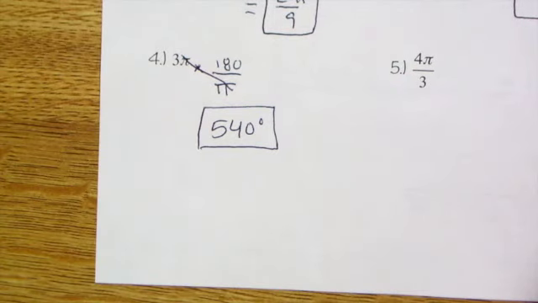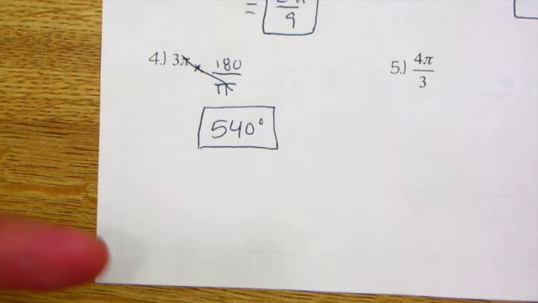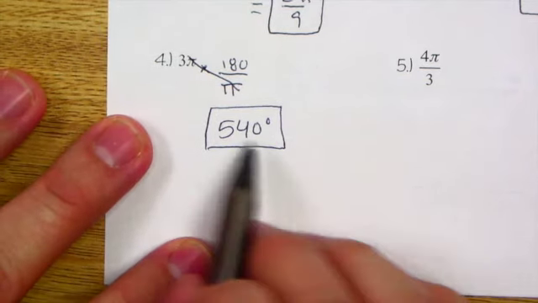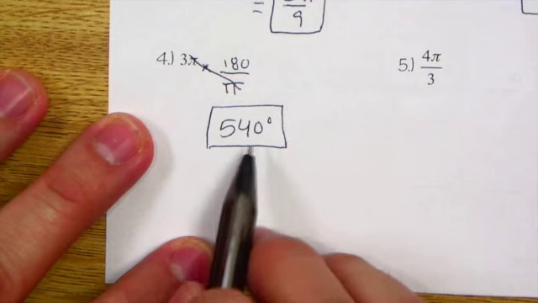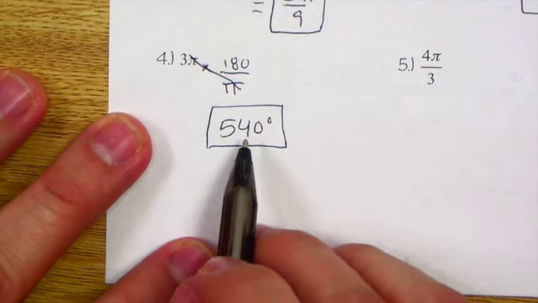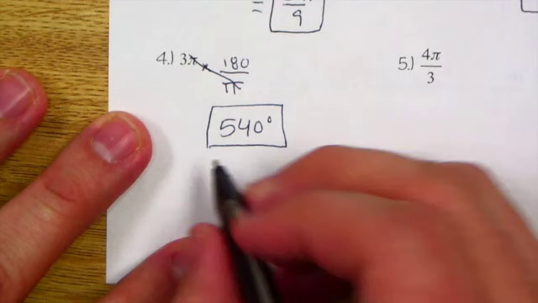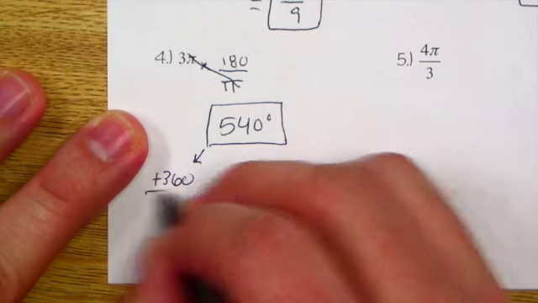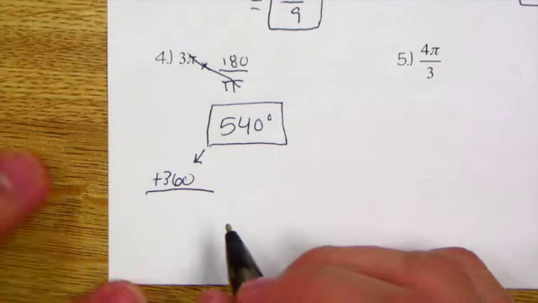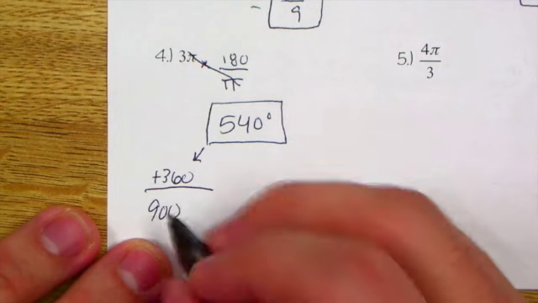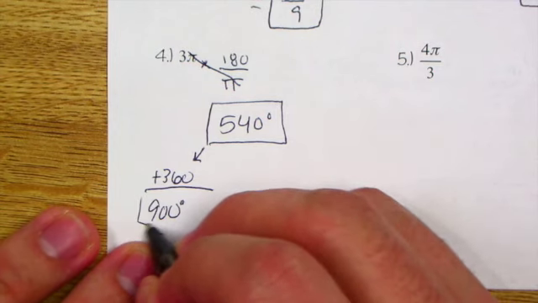Now it does want me to do a positive and negative coterminal angles. So I'm going to do a positive and negative one. Now the only thing you've got to be careful with is it's such a high number that if I go to add 360, I'm fine. This will give me a positive one. If I add 360 to that, I get 900 degrees. So that would be fine.